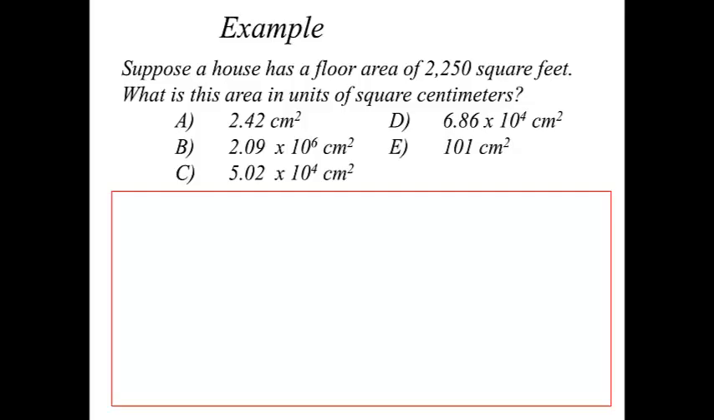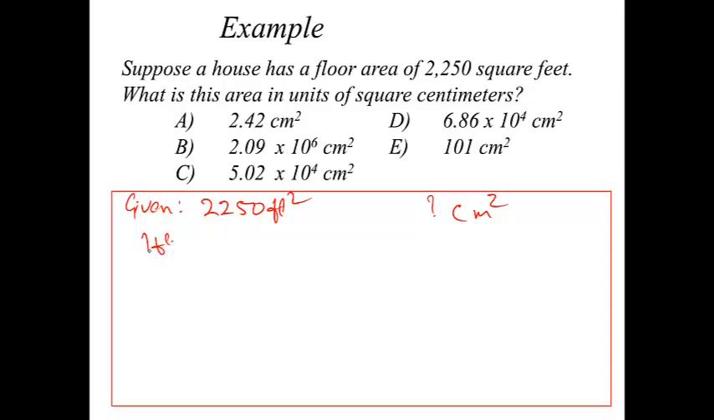Suppose a house has a floor area of 2250 square feet. What is this area in units of square centimeters? This is again a problem which involves conversion of units, and it is important that you pay attention to your conversion factors. Okay, so let's see what is given. Given: 2250 feet square. You need to convert this to how many centimeter square it is going to be. Based on our knowledge, let's write down the conversion factors.